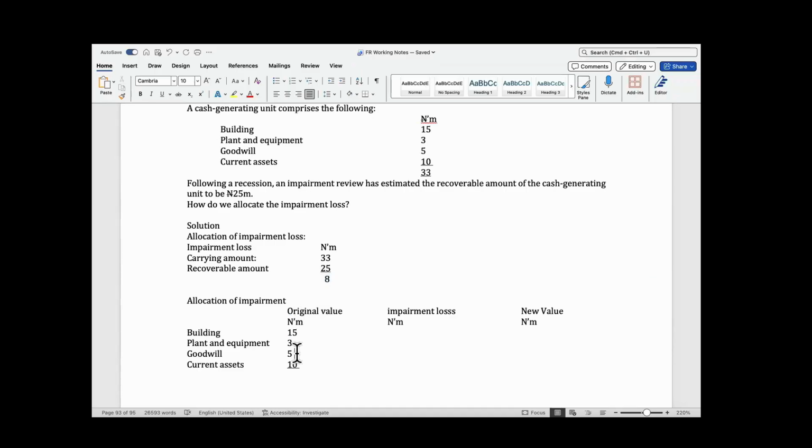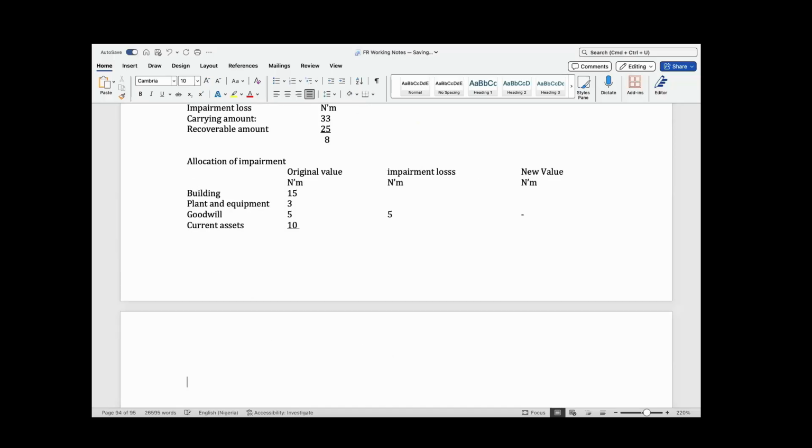Do I have goodwill? Yes. So how much is my impairment loss in total? 8. How much is the goodwill? 5. Can I allocate everything to it? Yes. So the new value of the goodwill is how much? 0. After which, I should allocate to other assets on a pro rata basis. So the building: pro rata is 15 divided by the addition of 15 and 3, which is 18, multiplied by 3.